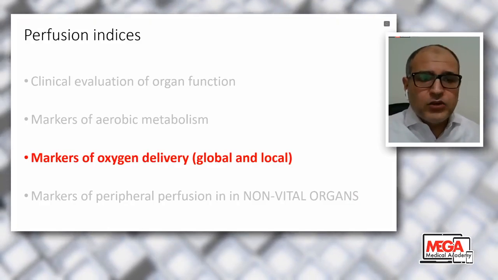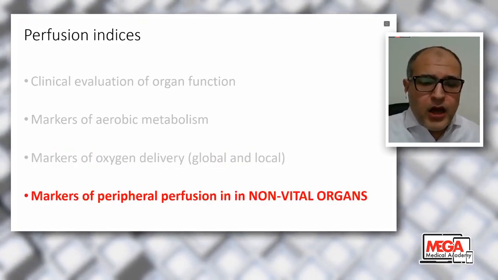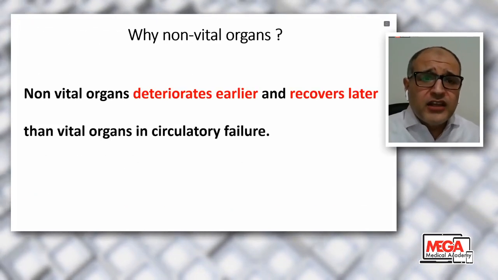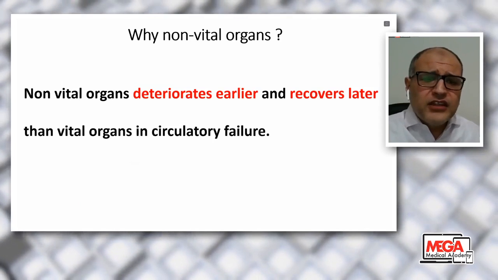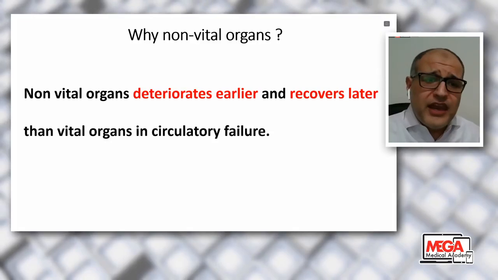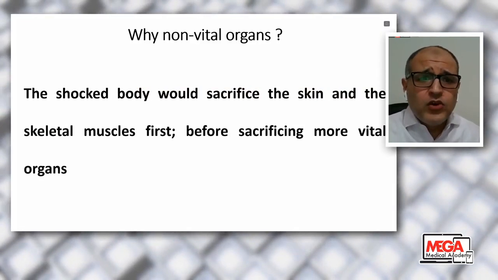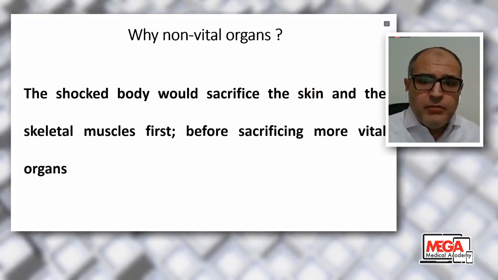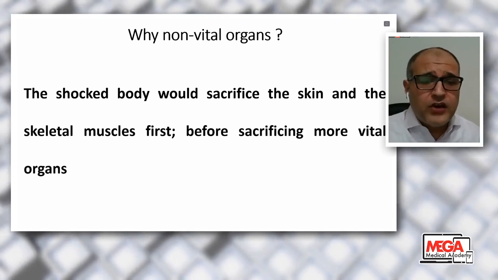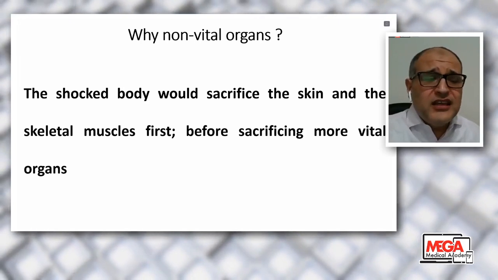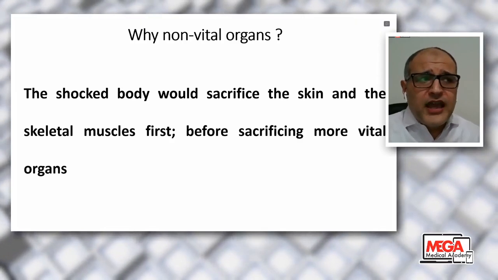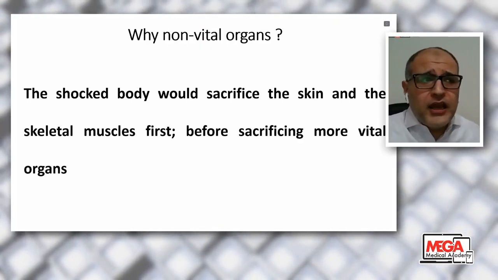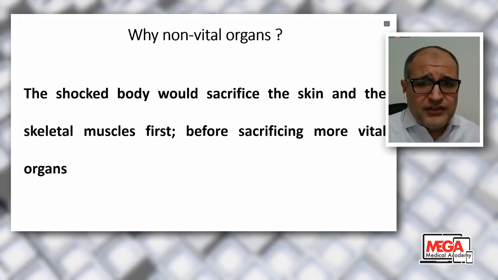The last part of our lecture is the markers of peripheral perfusion in non-vital organs. Why do I say non-vital organs? Non-vital organs deteriorate earlier and recover later than vital organs in circulatory failure. In other words, the shocked body would sacrifice the skin and the skeletal muscles first before sacrificing more vital organs such as the heart and the brain. So when I find that the skin is cold and there is mottling and delayed capillary refill, this may be present in a shocked patient before hypotension and before elevation of lactate.